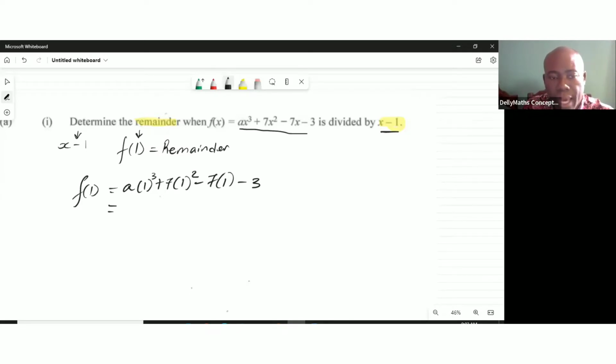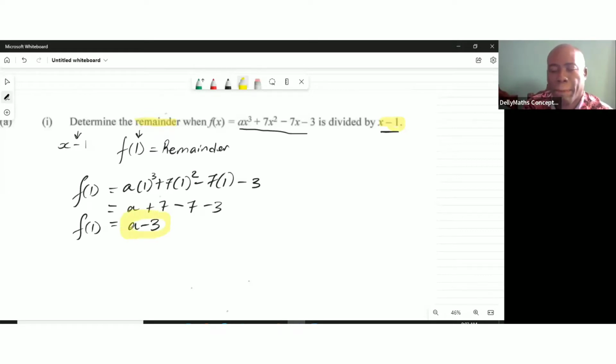So what we're looking at now is a plus 7. This will give me a minus 7 and a minus 3. And if I simplify further, f of 1 would be a minus 3. So here it is. I've got my response right here, a minus 3.